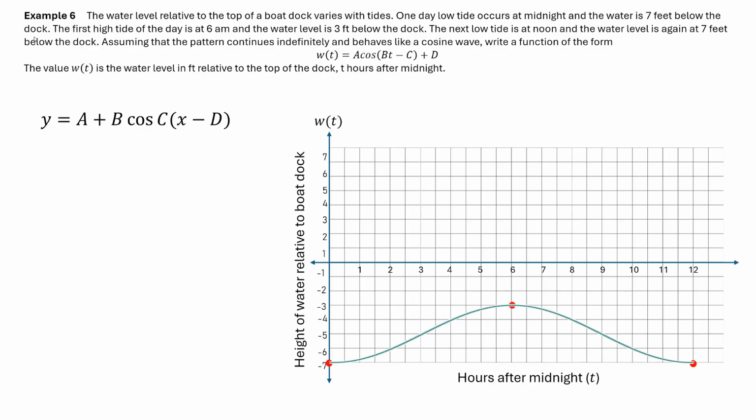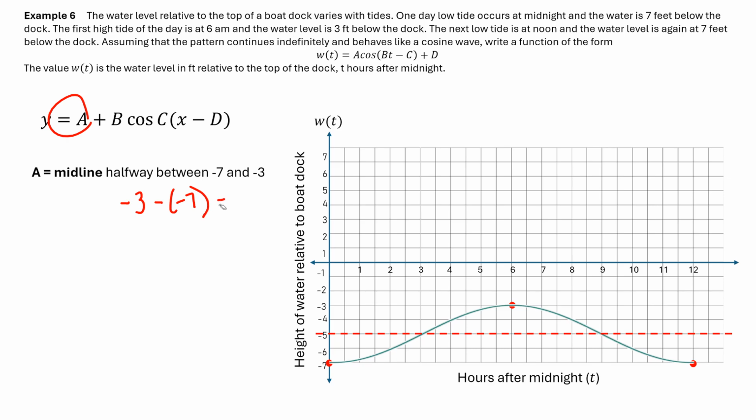So we're going to do what we did in the last example, except we're just going to do it backwards, because now we have the graph and we have to figure out the equation. So we can start out looking for A. The midline is going to be halfway between -7 and -3. So it's going to go right through the middle. The distance between -7 and -3 is -3 minus -7, which is 4. Take half of that, and that's 2, and then add that to -7, and you get -5. So our midline is -5 right there.